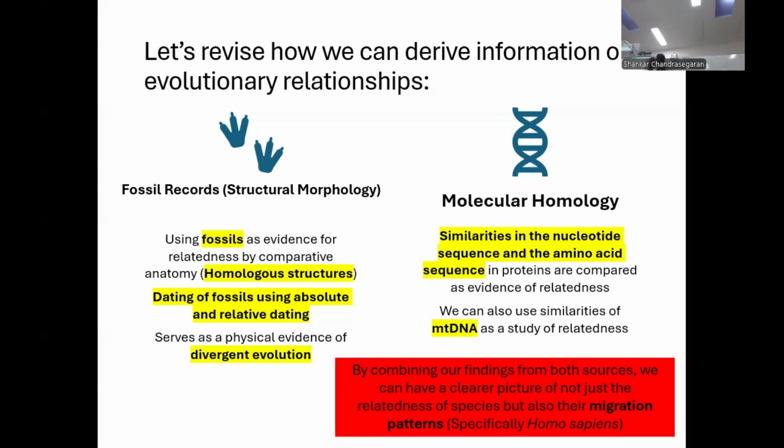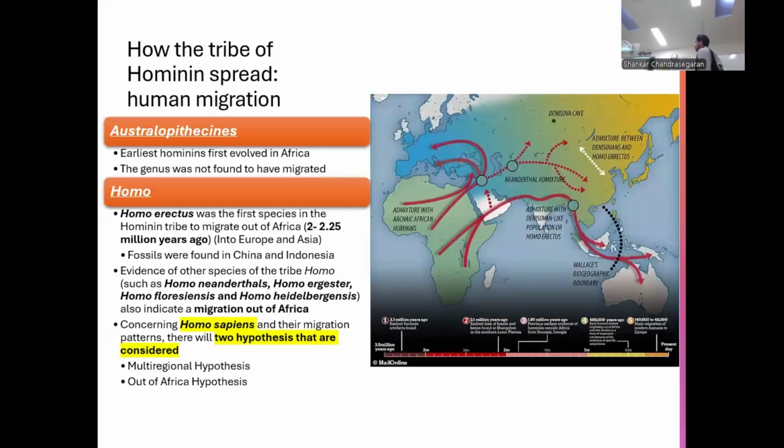So molecular homology is looking at using any information that comes from your DNA and any other form of proteins as well. And by combining our findings from both of these sources, we can get a clearer picture of the relatedness of species, but also their migration patterns. So let's think about how the tribe of hominins basically spread, talking about human migration in a bit, right?